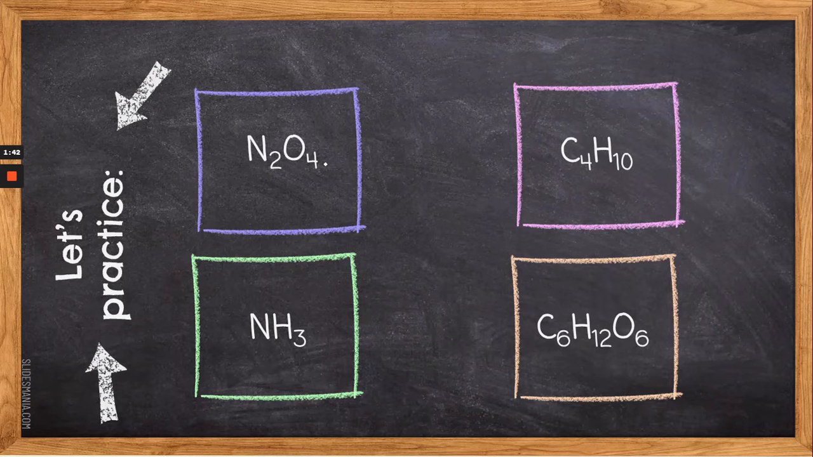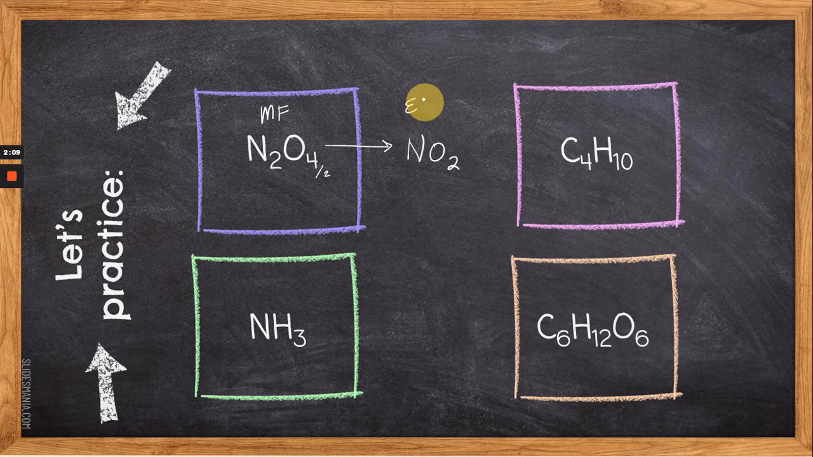So if we're going to practice here, we're going to take these and find their empirical formulas. So you look at your two subscripts and you decide what is the greatest common factor. So it looks here like I could divide these both by 2. So if I divide 2 by 2, I get 1, and if I divide 4 by 2, I get 2. So this turns into NO2. So this one is my molecular formula. This is my reduced empirical formula.